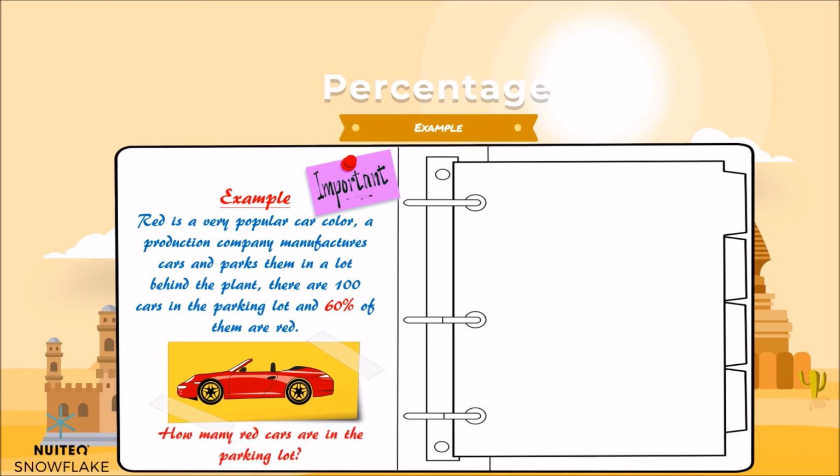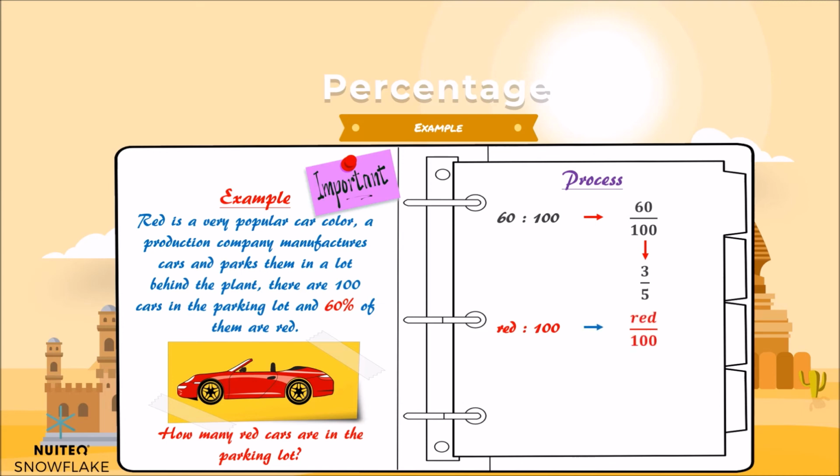In the problem, we are told that 60% of the cars are red. In other words, for every 100 cars, 60 of them are red. We can write the following ratio: 60 to 100, or 60 over 100. If we simplify this fraction, we get 3/5. Now, we know that there are 100 cars in the parking lot. We can write the following ratio by substituting the variable red for the number of red cars. Red to 100, or red over 100.